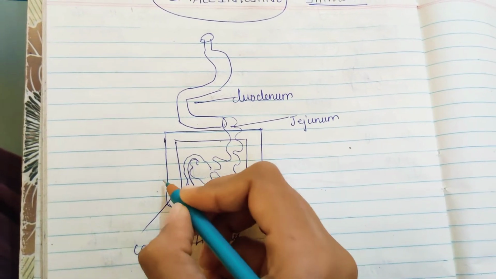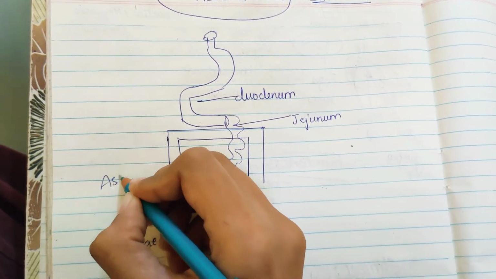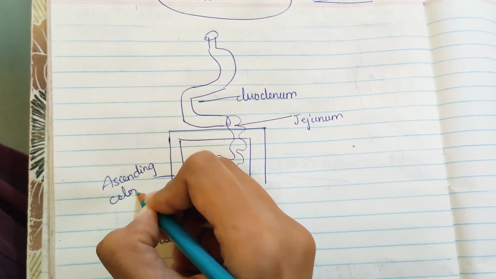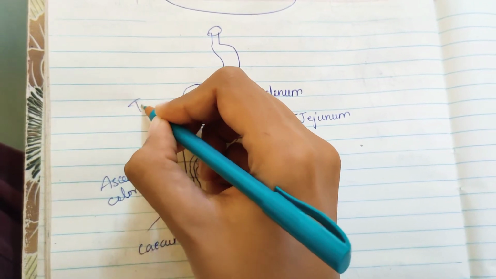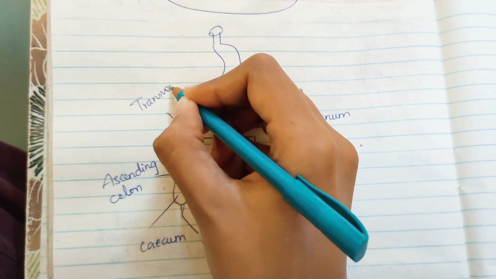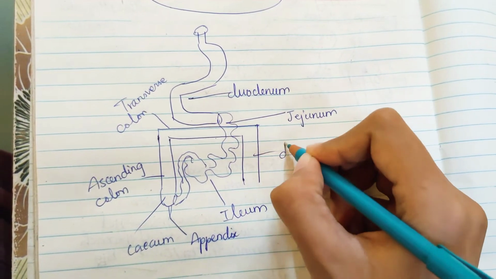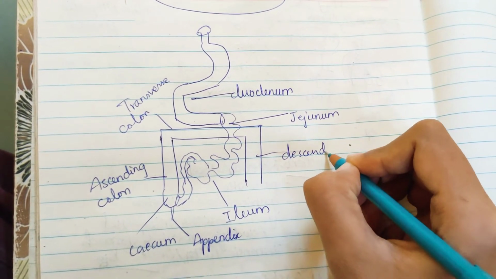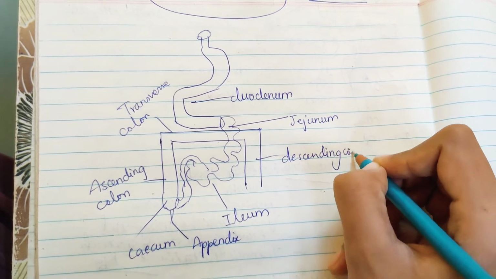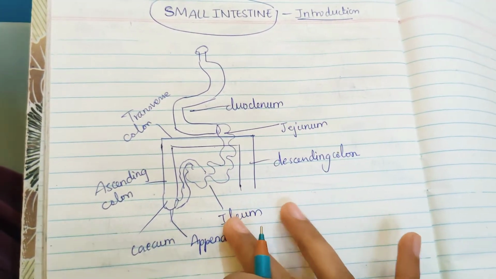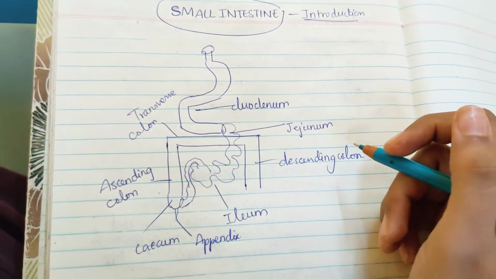So this is a general thing everyone knows, right? This is ascending colon, transverse colon, descending colon. Today our main discussion is on the small intestine. The small intestine has duodenum, jejunum, ileum, that's it. So three parts are in the small intestine.